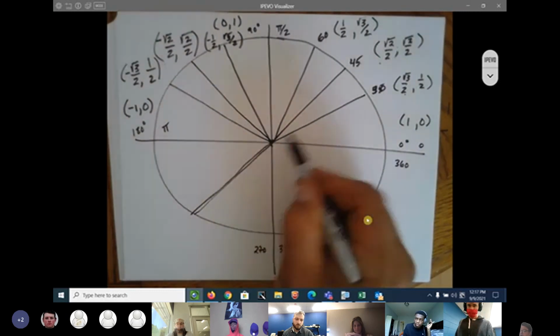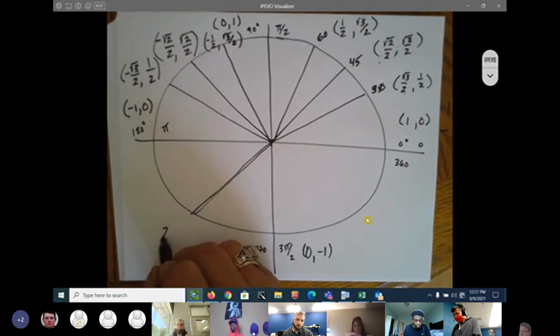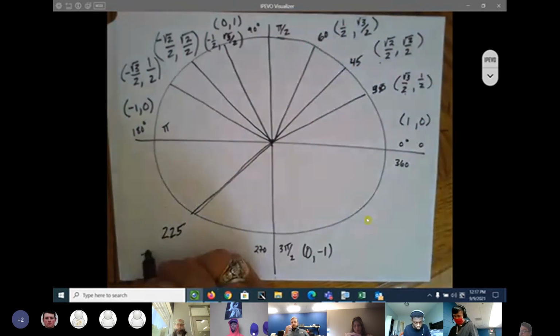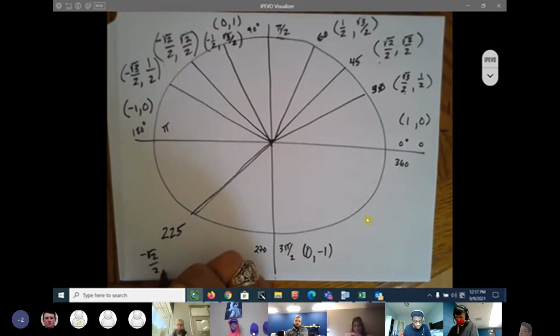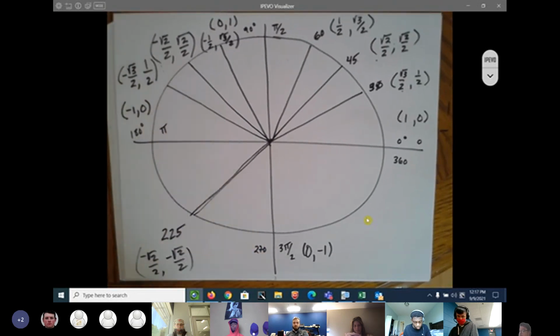Let's go down here. What's 45 plus 80? 225? This is going to be negative square root of 2 over 2. Negative square root of 2 over 2. Some of y'all are going, I can't believe that. It's not that difficult.